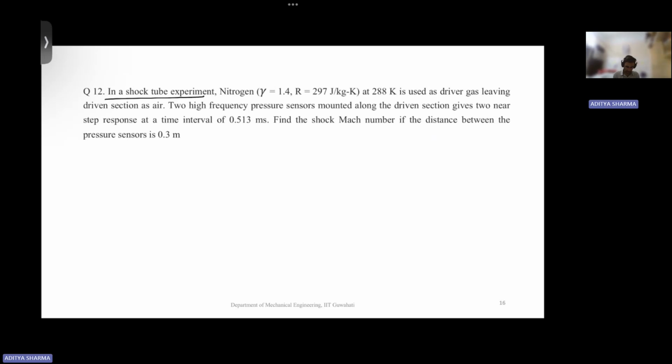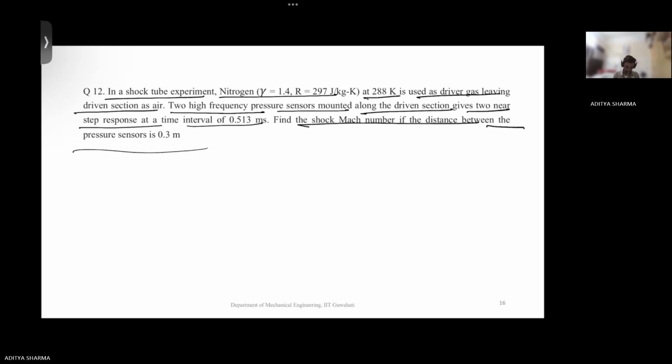In a shock tube experiment, nitrogen at 288 Kelvin is used as driver gas, leaving the driven section as air. Two high frequency pressure sensors mounted along the driven section give two near step responses at intervals. Find the shock Mach number if the distance is given. So let's do this question.